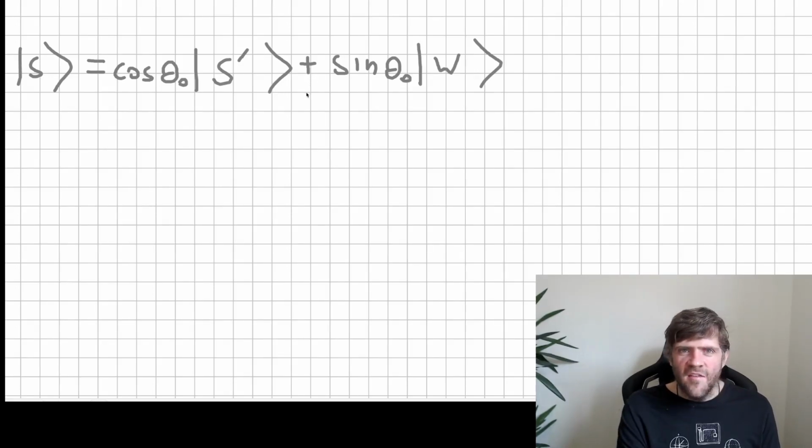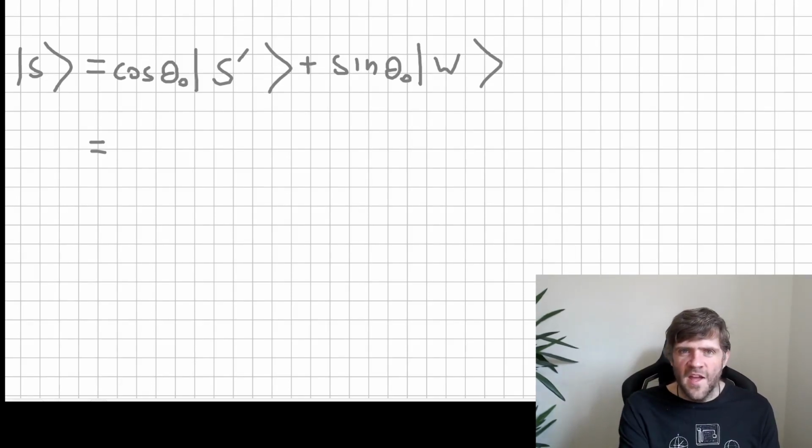What is this angle theta naught? Well, what is S prime? It's the superposition of everything that isn't W. What is W? It is W. And what is S? It's a superposition of everything. So we have everything on the left-hand side of this equation that we need on the right-hand side. We just need to do the right things with the coefficients to make it work.